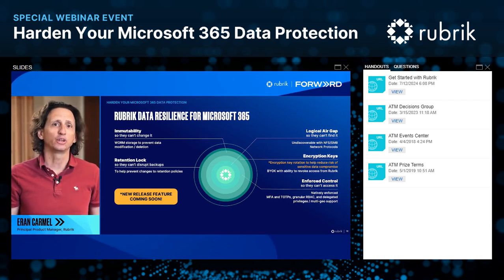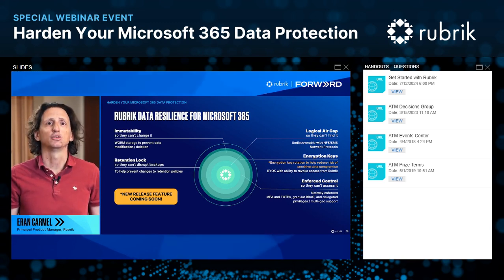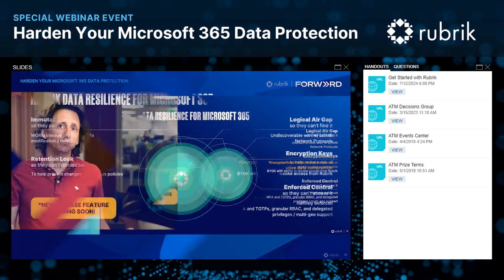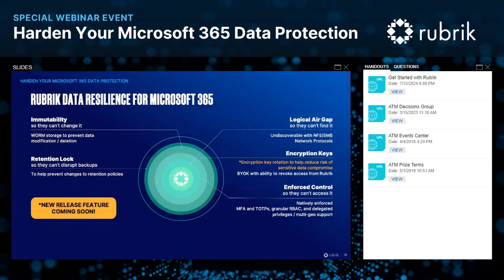We have bring your own key to revoke access from Rubrik in case, for whatever reason, you suspect compromise. We have multi-geo support to help you meet GDPR and data locality regulations. And we have delegated permissions on top of existing RBAC controls to make things easy. In addition to all of these, we're now adding encryption rotation to help reduce your risk of sensitive data compromise, and export to PST to make exporting exchange data even easier.